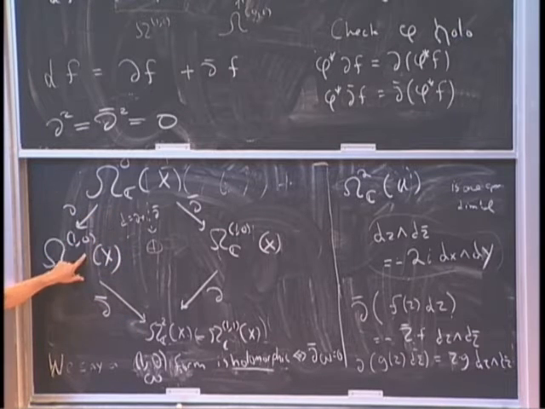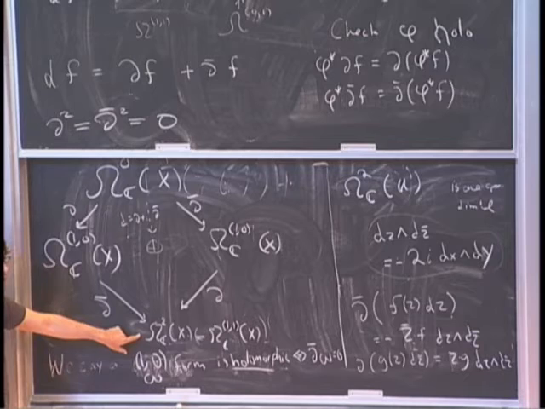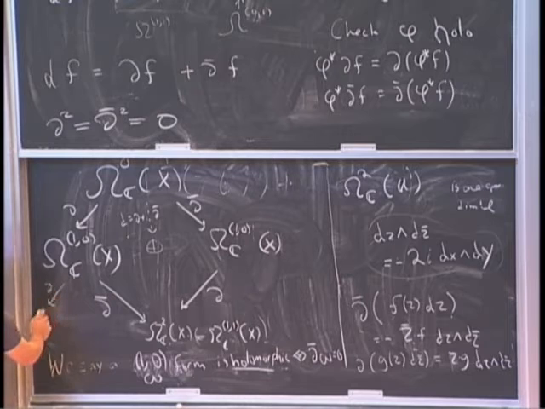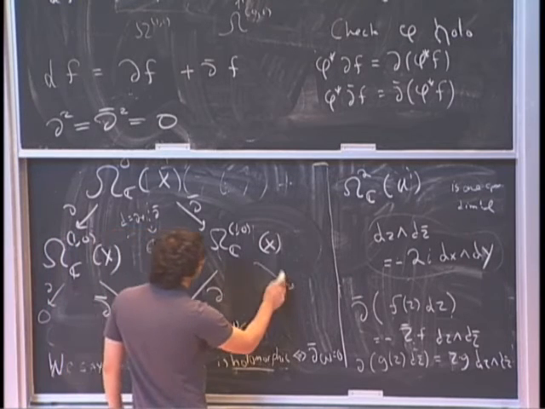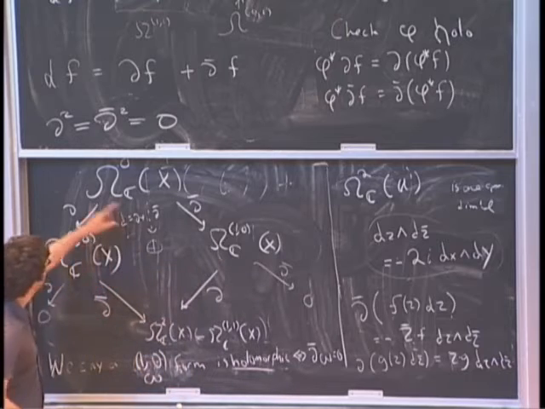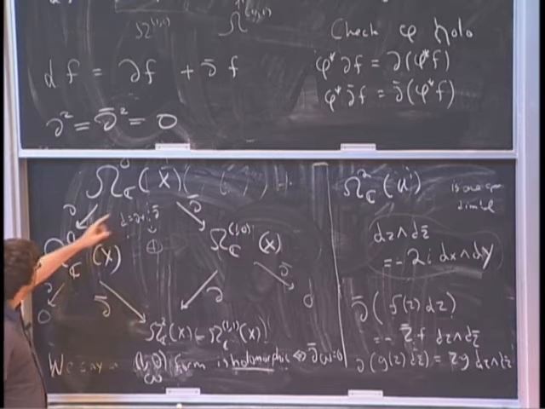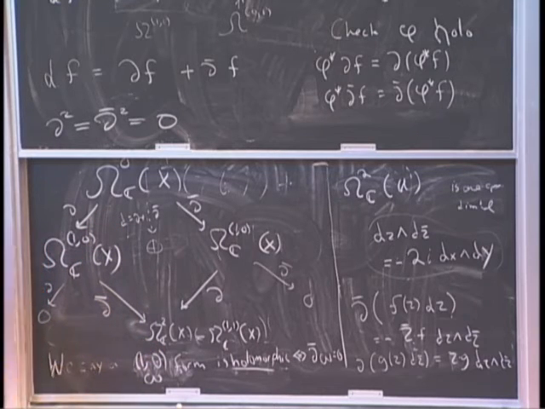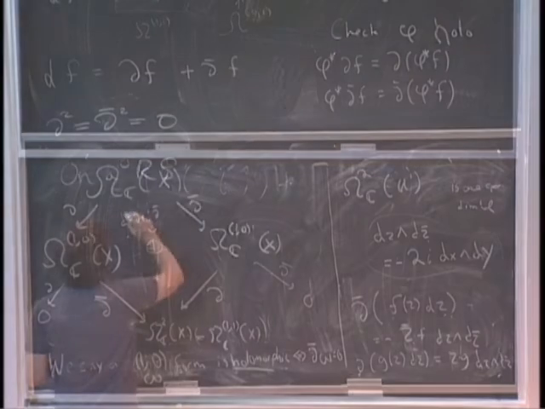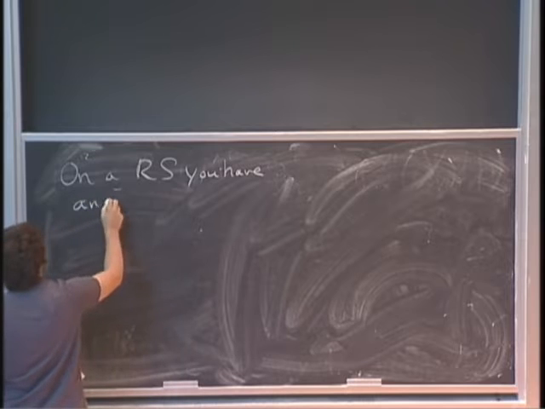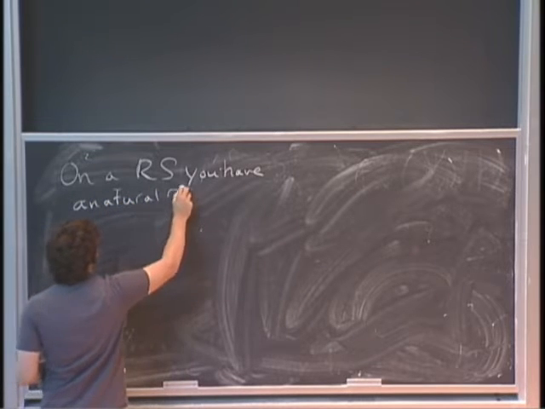But you should observe that if you apply del and then you apply del bar, you can't be sure you get 0. I mean, if you apply del and you go to del again, you do get 0. Or if you went to del bar again, you do get 0. But you don't get 0 if you go this way. So what that means is on a Riemann surface, you have a very natural second-order differential operator.